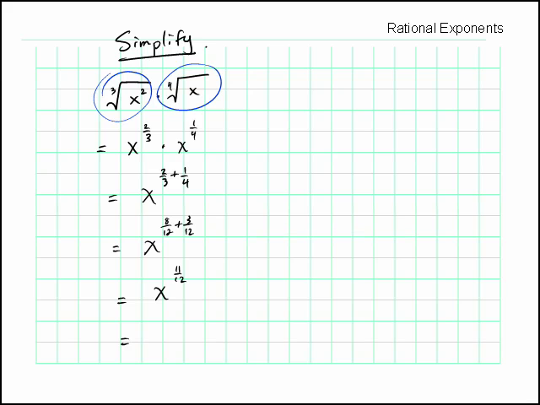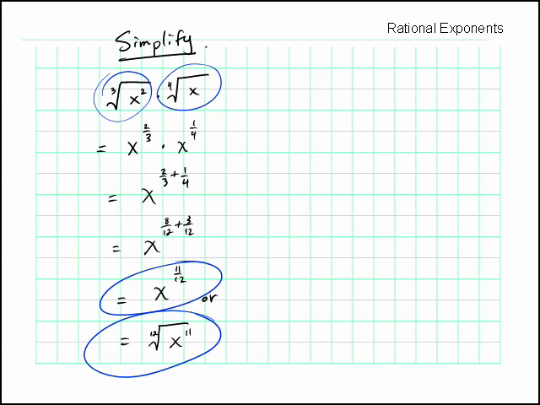Now, I could leave it like that, or since the original problem was in radicals, I can write that as a radical. So x to the 11/12 power is the 12th root of x to the 11th. So either this is acceptable or that answer is acceptable. Let's look at another one like this. The 5th root of m cubed times the square root of m. Okay, I'm going to write those first as fractional exponents. This is m to the 3/5, and this is m to the 1/2.